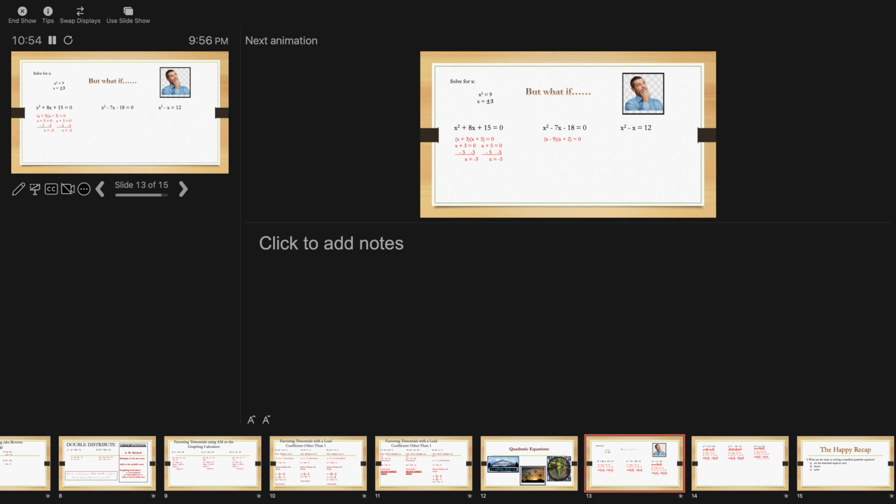Okay. So if I factor this x squared minus 7x minus 18, I get x minus 9 times x plus 2. Maybe it's the guy on the left. Maybe it's the guy on the right. Solving the one on the left, I add 9. Solving the one on the right, I subtract 2. X equals 9. X equals -2.